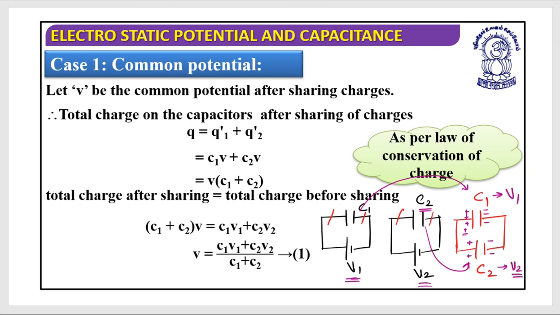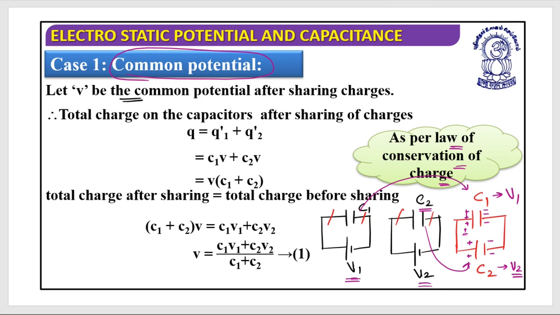Now what happens? According to the law of conservation of charge, they are going to share the charges so that their potentials become equal. So they come to a common potential, and we are here to find the value of that common potential. I hope those things are clear to you. So let's begin.